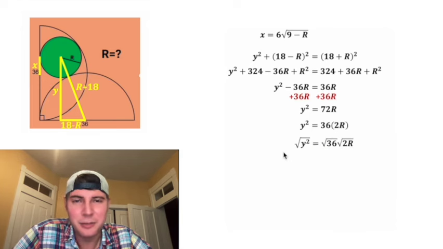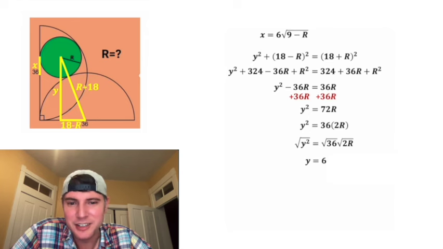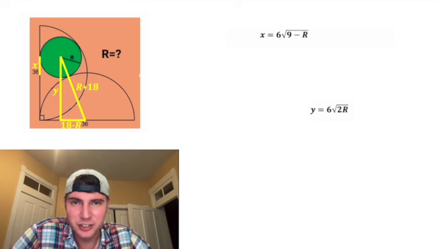Next, we can square root everything on both sides of the equation. Since the y is positive, we know square root of y squared is equal to y. And then square root of 36 is equal to 6. And then we can just bring down the square root of 2r. And now we have y in terms of r, so this is a good stopping point.